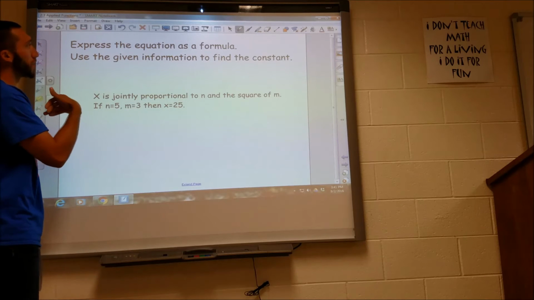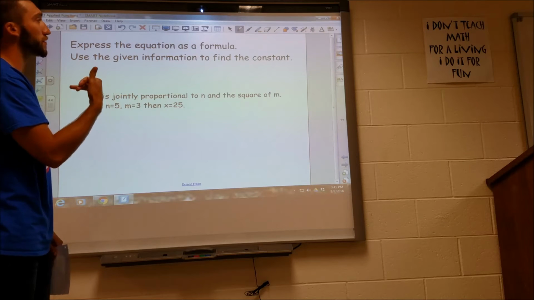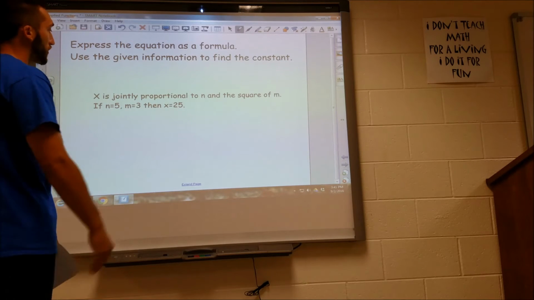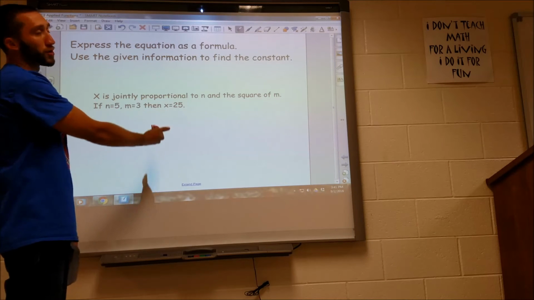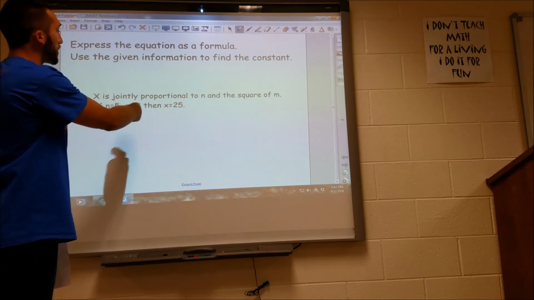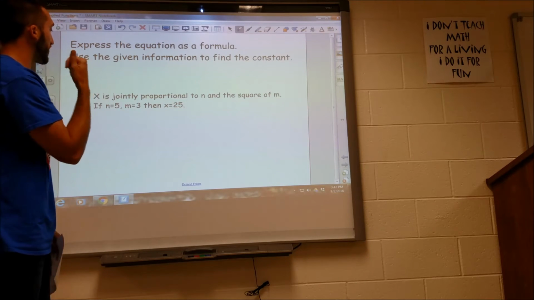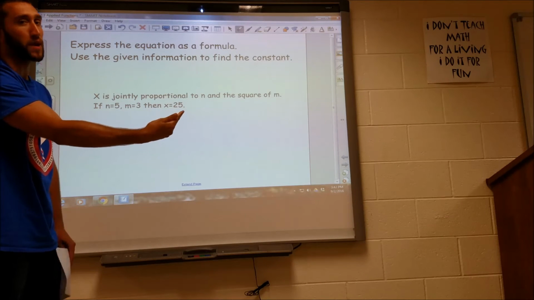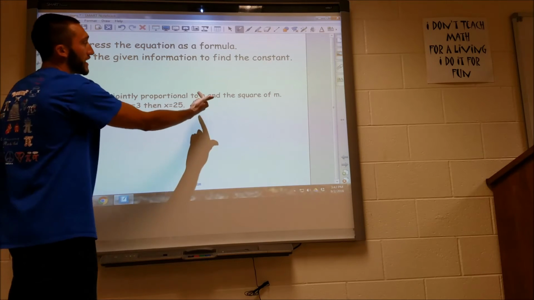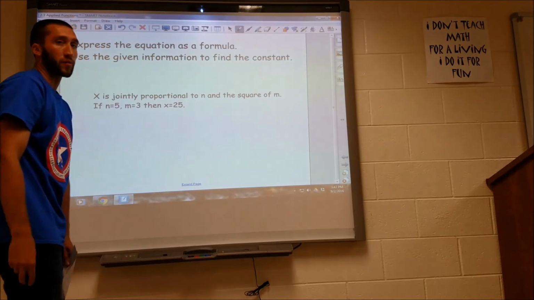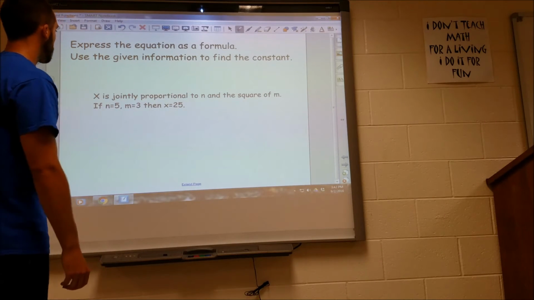Again, we have another where they want us to express the equation as a formula and then use the given information to find the constant. This one again is different because we are using jointly proportional. So that just means there's going to be more than one proportion involved. So before we were using just an x and one other variable, maybe perhaps y, now we have an x, we have an n, and we have an m. So we have two other variables that are proportional to x.